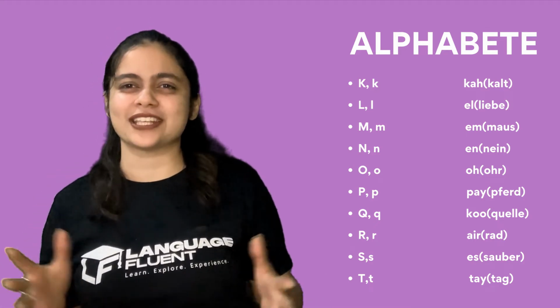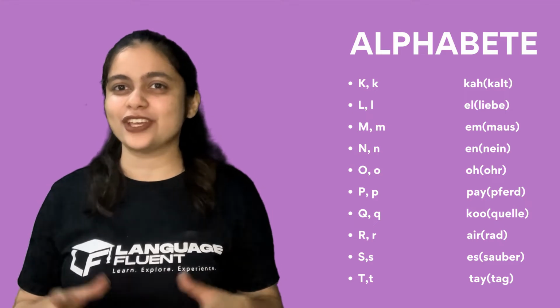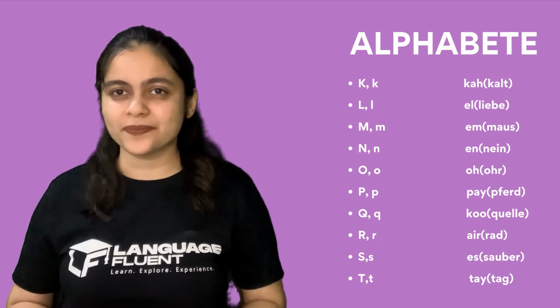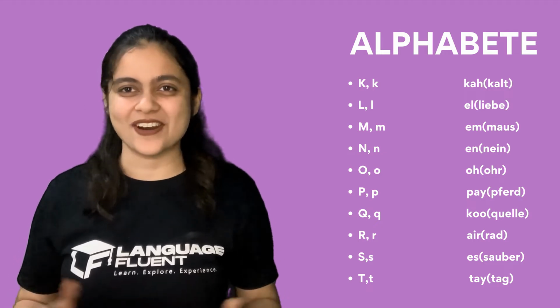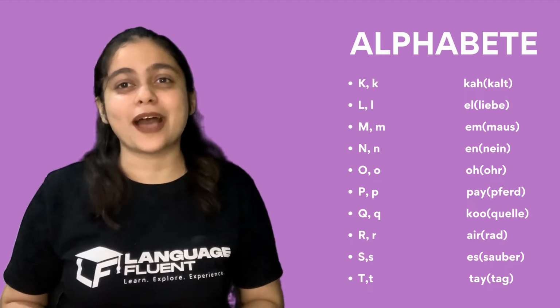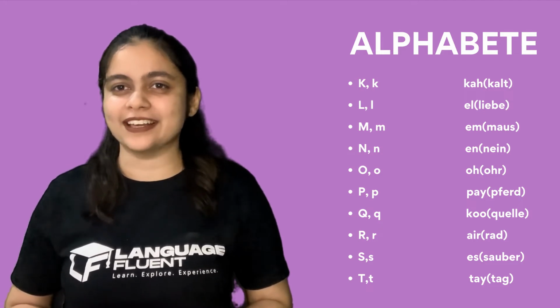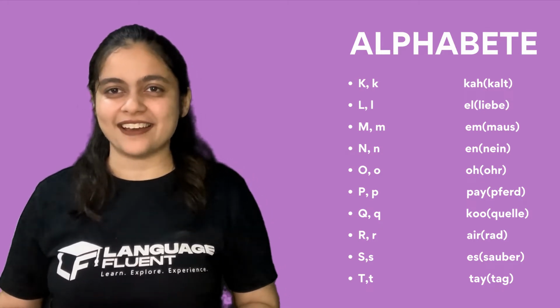Okay, moving on to the next alphabet, we have Q. So Q in German is pronounced as "koo". Okay, and the vocabulary for the same that I would want to share with you guys is Quelle.